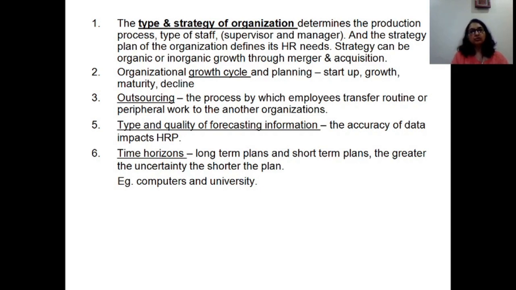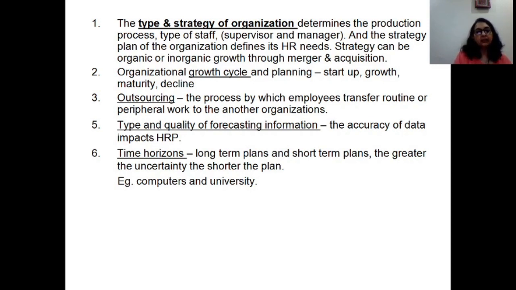Then thirdly, outsourcing. If the organization is outsourcing some of its peripheral functions, then it needs to do less human resource planning as compared to an organization that will keep all the functions to itself. Then the type and quality of forecasting information also impacts human resource planning. If the data, tools and techniques being used are not proper, then the data on human resources will also not be accurate, and this will affect the human resource planning process.